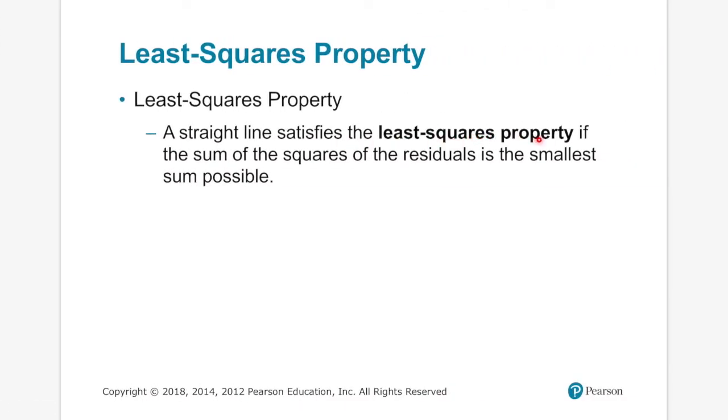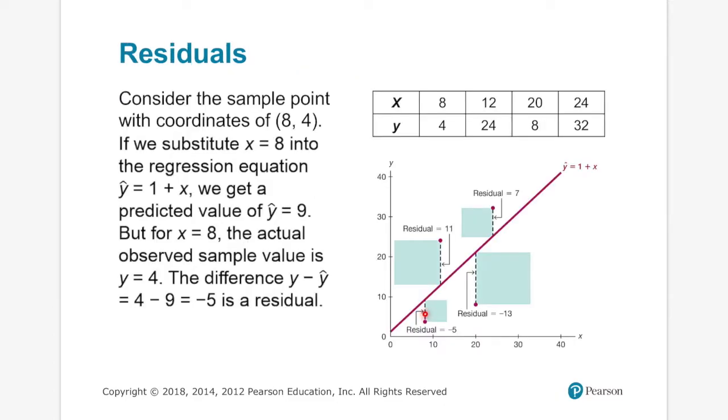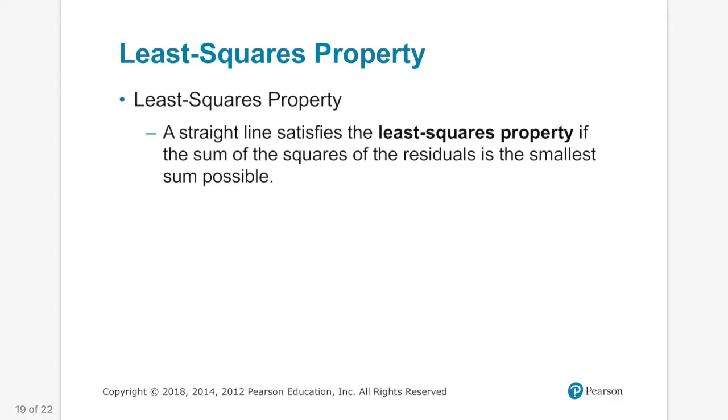A straight line satisfies the least squares property if the sum of the squares of the residuals is the smallest sum possible. For example, the residual here is negative 5. The residual here is 11. The residual here is 7. And the residual here is negative 13.